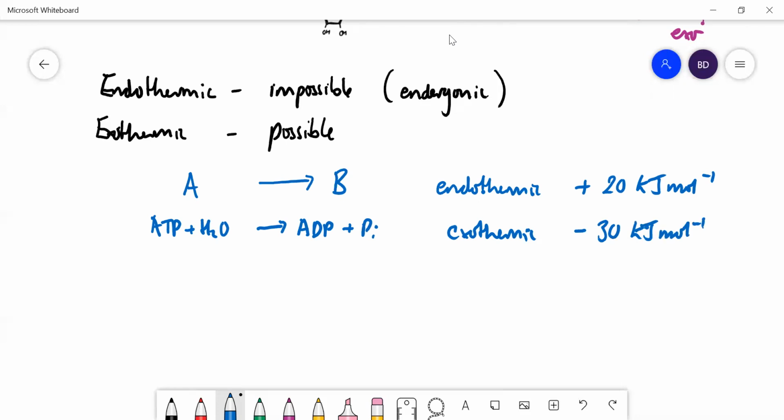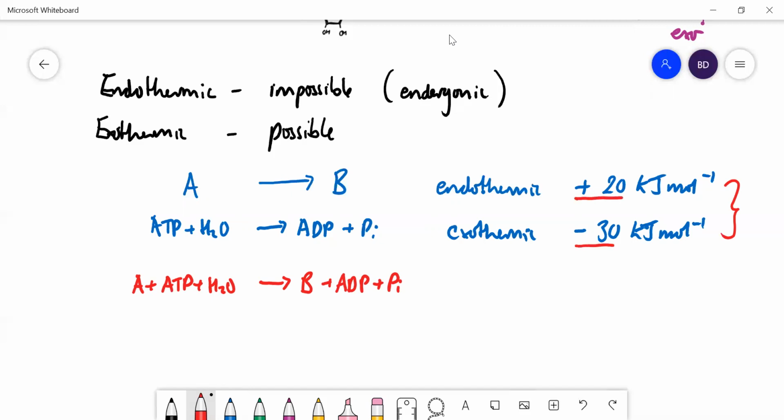Let's see what happens if you combine these two reactions together then. So if you combine these two reactions together, you get A plus ATP plus water goes to B plus ADP plus inorganic phosphate. Now, is it exothermic or endothermic? Well, all we've got to do is add these two together. So plus 20 minus 30 gives us minus 10 kilojoules per mole. So it is exothermic, so it is possible.